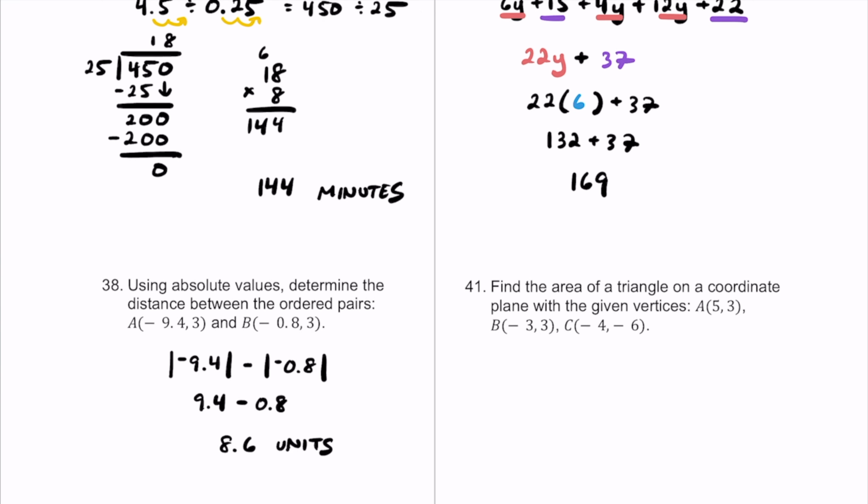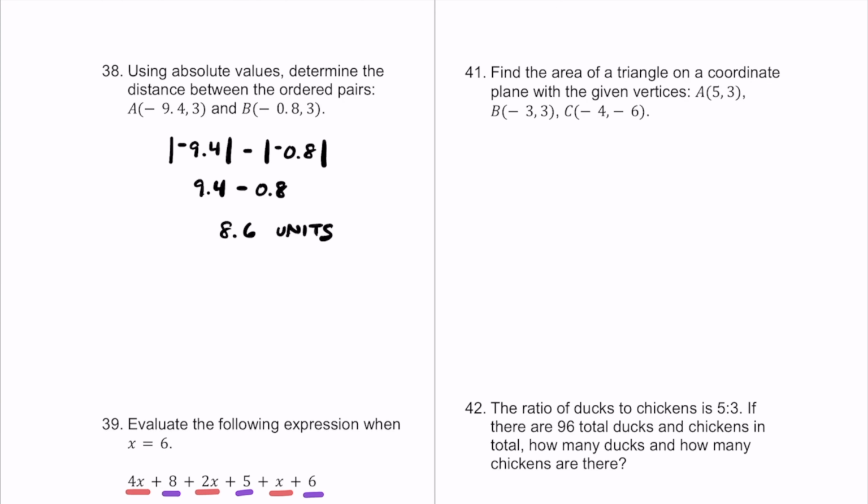For number 41, let's find the area of a triangle on the coordinate plane with the given vertices here. So let's see what we have. For this one, I think it might be a little bit more helpful to see a visual. So I'm just going to make a very rough sketch here.